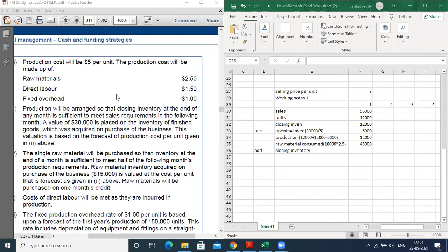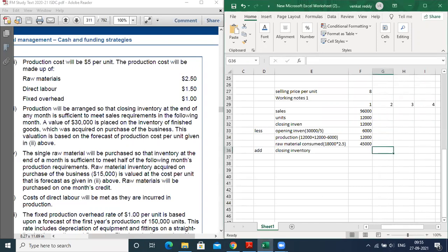The single raw material will be purchased so that inventory at the end of the month is sufficient to meet half of the following month's production requirement. So the raw material inventory acquired on purchase of the business is 15,000. It means that the opening stock, 15,000, is valued at the cost per unit.